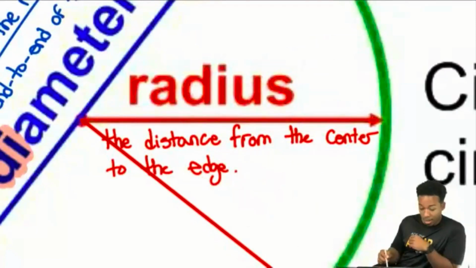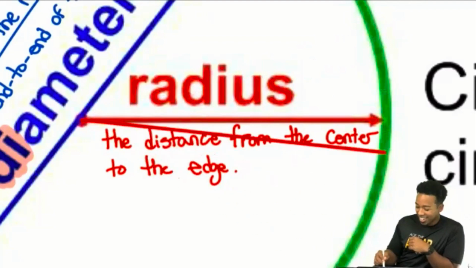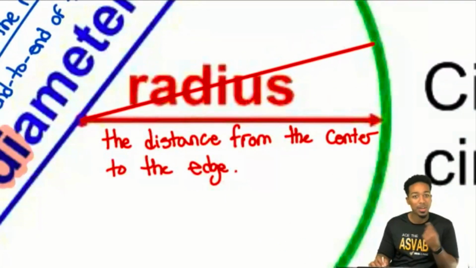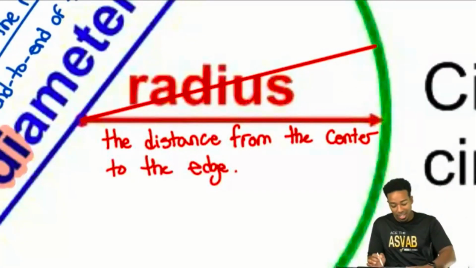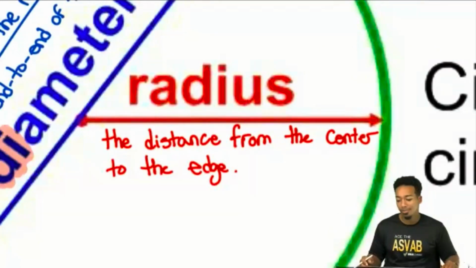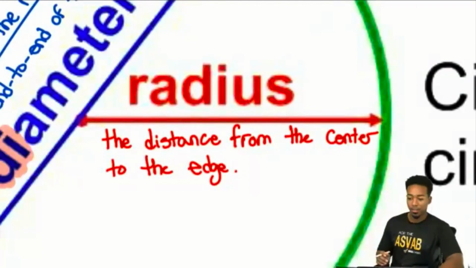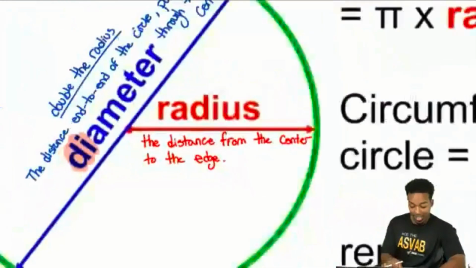Could be from here to there. Doesn't matter. It's all going to be the same, okay? So the radius is literally just the distance from the center to the edge of the circle. That's it. From the center. Next, from there, we look at diameter.